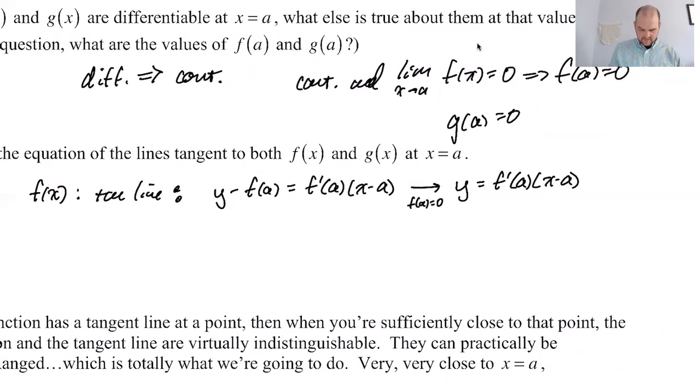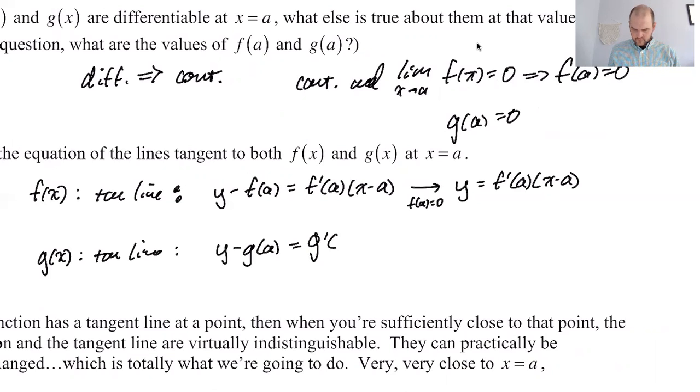And then we can do the same thing for g of x. So for g of x, the tangent line, I'm going to do exactly the same thing just to keep my flow. G prime. Oh, here comes the mower.